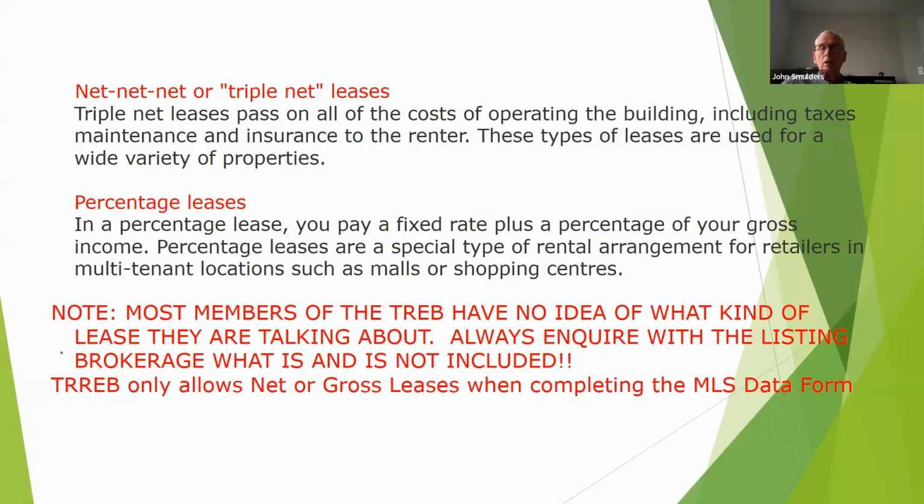So if you are showing commercial properties for a prospective tenant, you should be in contact with the listing agent and double check what's included and not included. Just the other day, I forget which agent I was talking to now. Anyways, they had it advertised as a gross lease on MLS, and gross means that TMI is included. Well, guess what? TMI was not included. And we straightened out the agent, and the agent then changed his listing to say net, so that you had some idea that not everything is included in there. So be really careful because TREB only allows net or gross leases when completing the MLS data form.